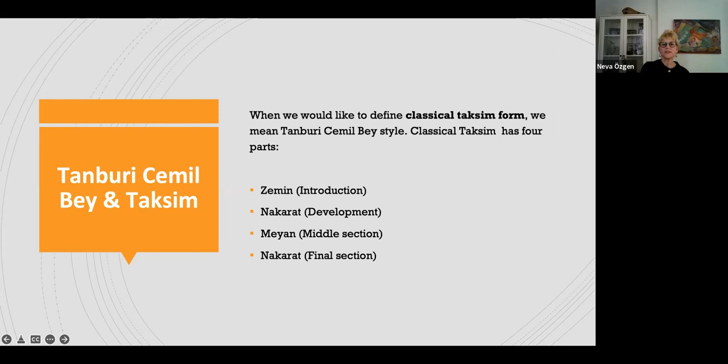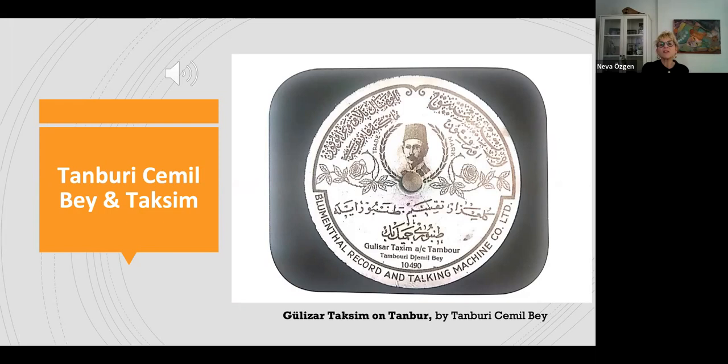Now we will listen to an example of the classical taksim performed by Tanbur Cemil Bey in Gülizar makam with his amazing tanbur.